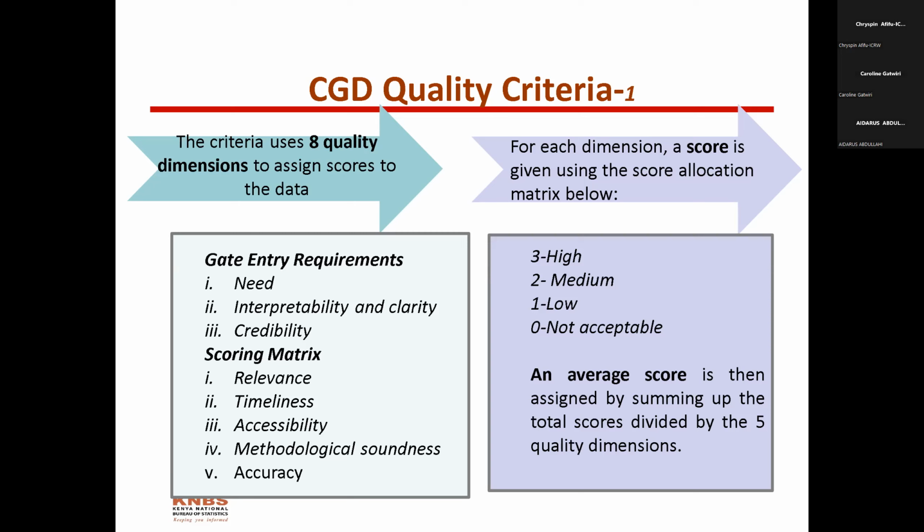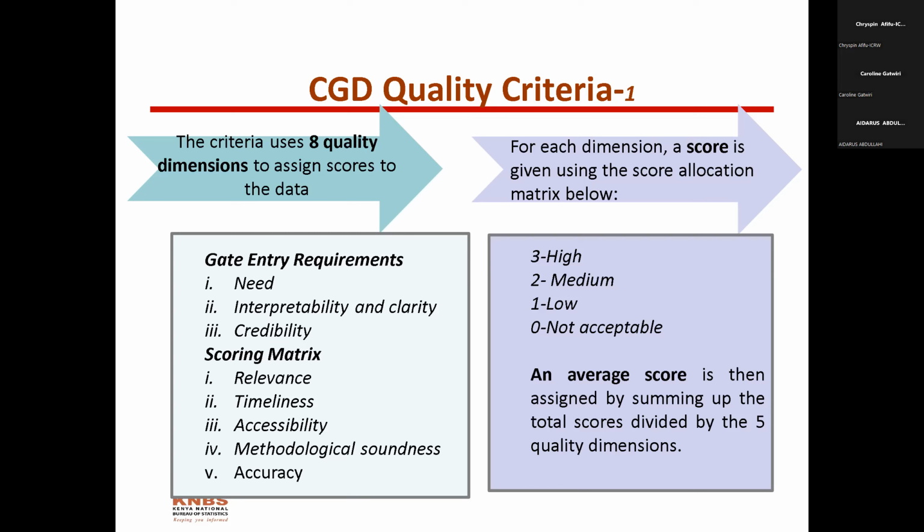Remember, this process is inclusive. The person who has produced the data has to be there so that we're also able to understand the data and the way it was produced. And then after we look at the gate entry requirements, we go to the scoring matrix, and this is where we assign scores to the quality dimensions. We assign score on the relevance of the data. We look at, is it addressing a need at the international level, at the national, or at the lower levels, at the sub-counties, at the wards? And then we give it a score of between 0 and 3. And then we look at the timeliness of the data, the time it was produced and the time it was analyzed.